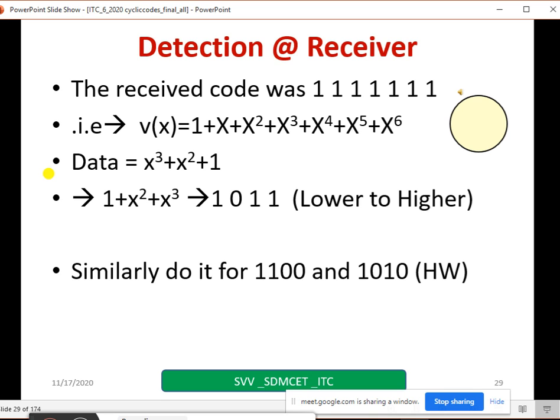Detection at the receiver, copy down. The received code was this, and data was x cube plus x square plus 1. Low to higher, write down 1011. Similarly, do it for remaining 2.